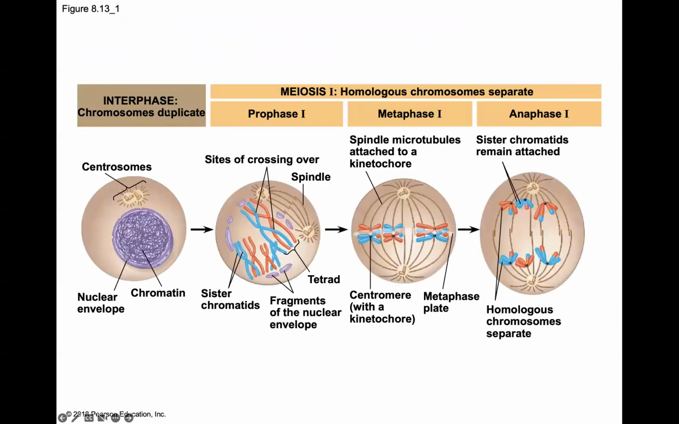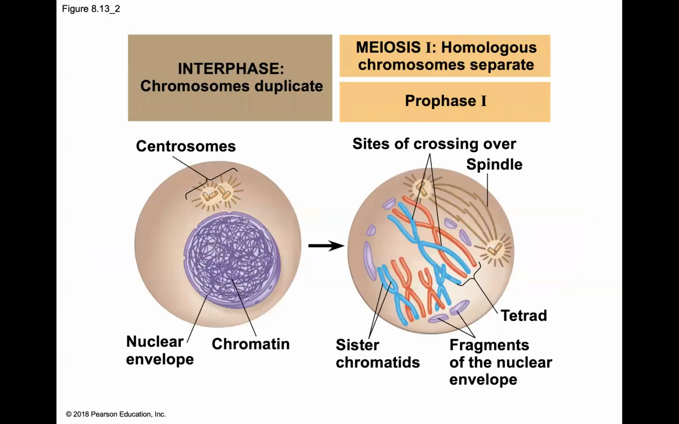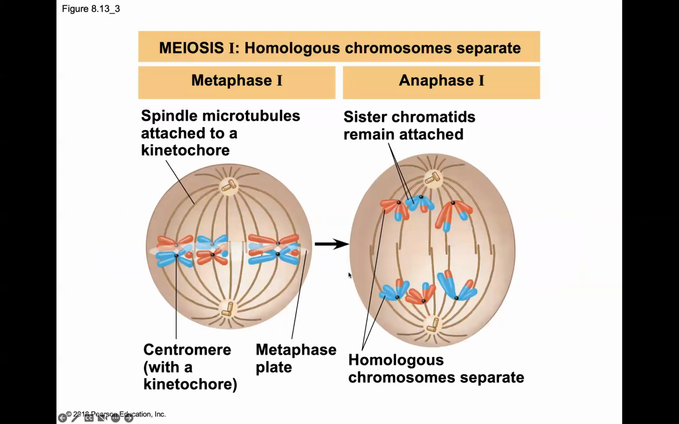Okay, so we're starting out with interphase, and then we go into meiosis 1, which is characterized by the same stages that we saw in mitosis. We've got prophase 1, metaphase 1, anaphase 1. We see the chromosomes condensing, the spindle forming, and the site of crossing over taking place. We've got these chromosomes that are now going to line up in the midsection in metaphase 1. Then in anaphase 1, these homologous chromosomes will separate and move towards opposite ends of the cell.